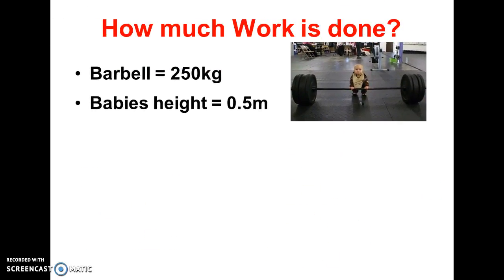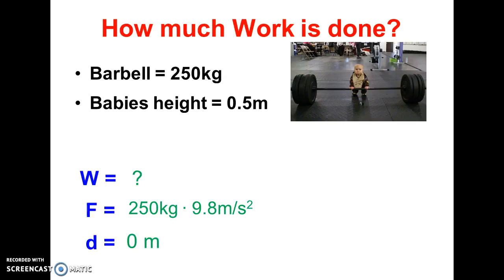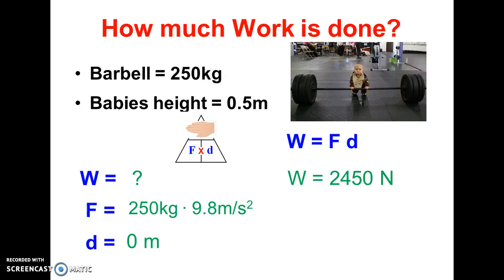How much work is done in this case? We have a barbell that has a mass of 250 kilograms, and we have a baby who is 0.5 meters tall. If you use your equation to try to find work, we have a force of 250 kilograms times 9.8 meters per second squared, but we have a distance of 0 meters. So when we use our equation, work is equal to force times distance, our force is 2,450 newtons. We multiply it by a 0 height. Anything we multiply by 0 is going to end up being 0. So we have done 0 work.